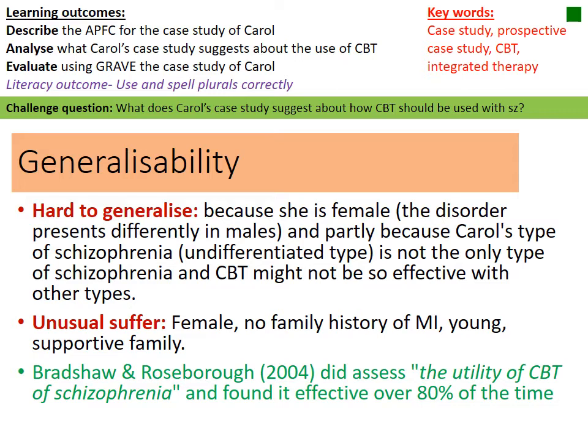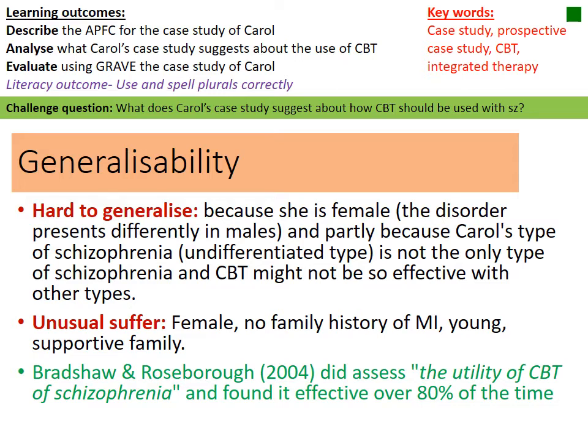Now, evaluation. We've already mentioned how case studies are difficult to generalise, but specifically to Carol, she is female, and partly because Carol's type of schizophrenia, which was undifferentiated, is not the only type of schizophrenia. So this suggests that CBT may not be effective with other types of schizophrenia and therefore makes it difficult to generalise. Carol is also quite an individual sufferer here.